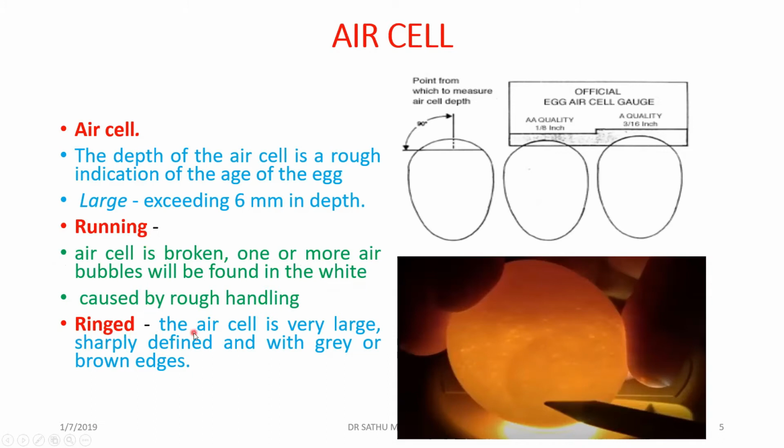What is a ringed air cell? The air cell is very large. So you can see this is a clear-cut ringed air cell. The air cell is very large and sharply defined. It will have a well-defined border. The border will be of gray or brown edges. So they are called ringed air cells.